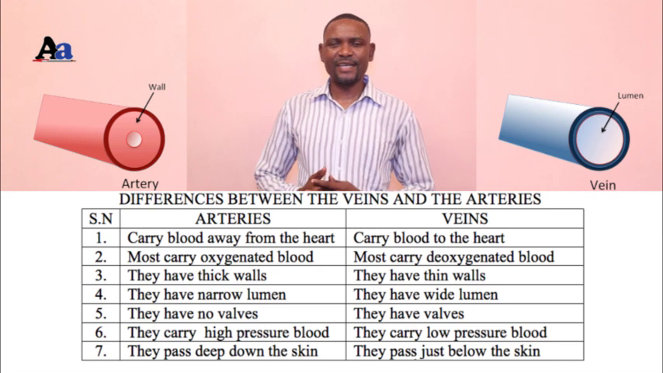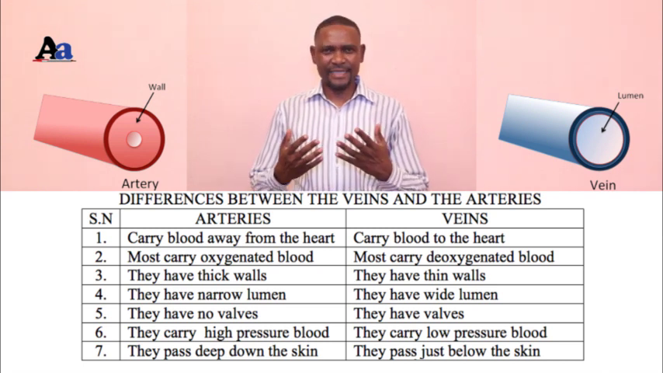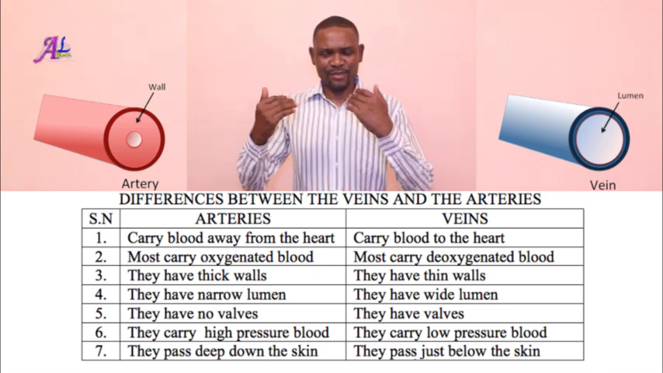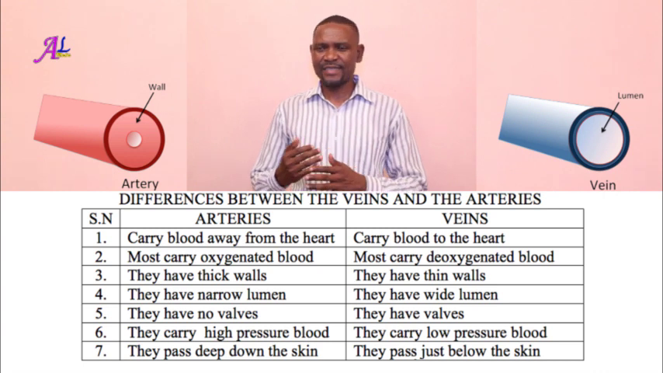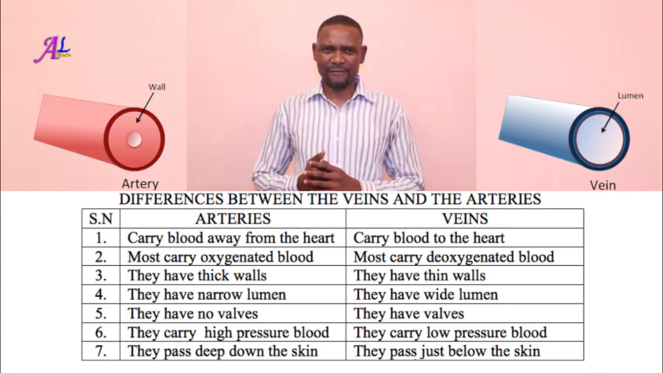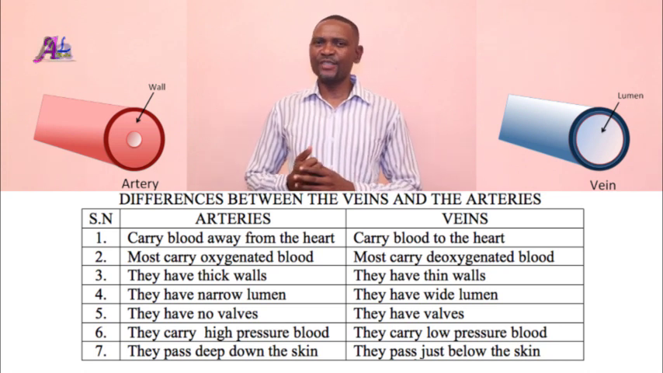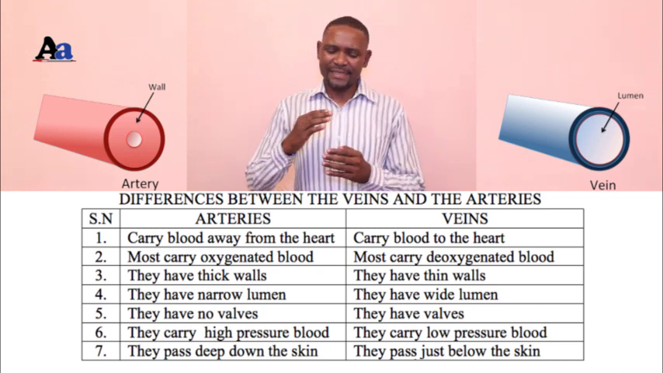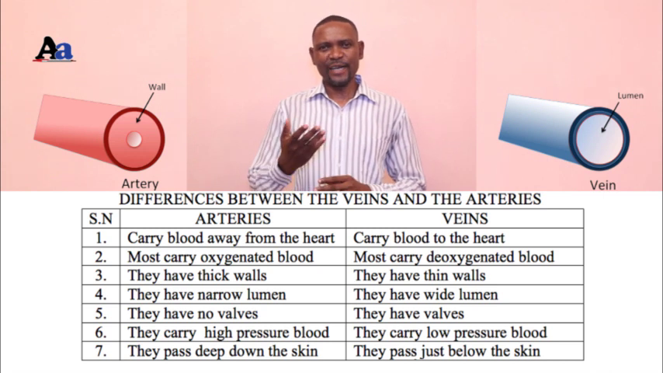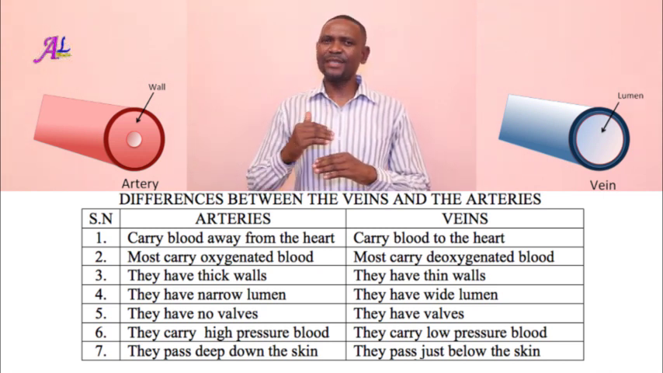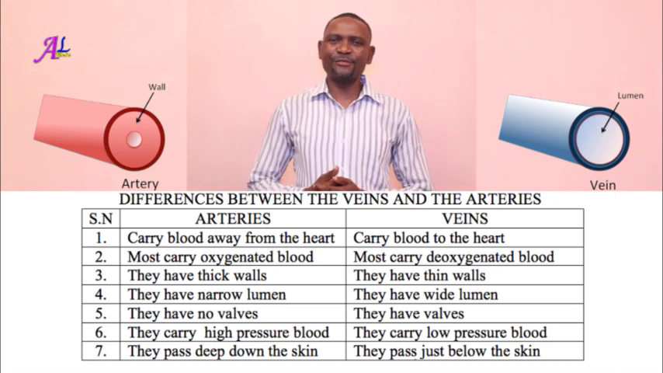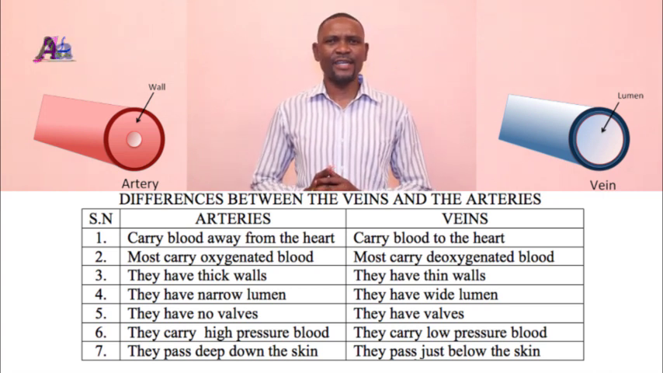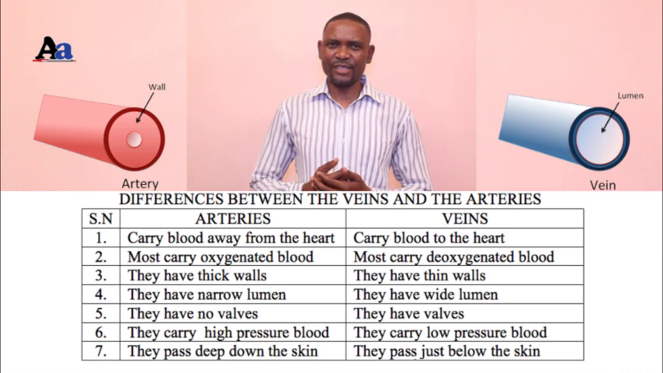The other difference between the arteries and the veins is that the arteries have no valves, but the veins have valves. This is to prevent backflow of blood. Remember, the veins carry blood which has very low pressure. And the other difference is that the arteries pass deep down the skin, while the veins pass just below the skin. And the last difference between the arteries and the veins is that the arteries carry blood with very high pressure, while the veins carry blood that has very low pressure.